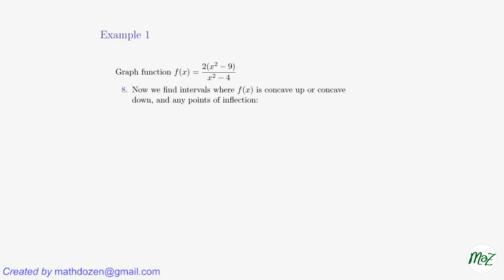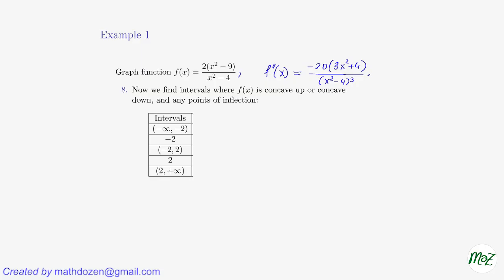So now we're gonna use the second derivative. Let me actually copy it. So here we're gonna need second derivative. So f double prime of x was negative 20 times 3x squared plus 4 divided by x squared minus 4 to the third power. So we use the second derivative to investigate what does the function do. There are essentially three intervals for us to focus on: negative infinity to negative 2, from negative 2 to positive 2, and from 2 to positive infinity.